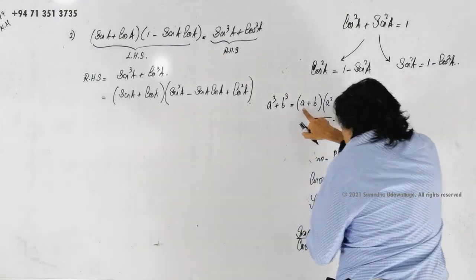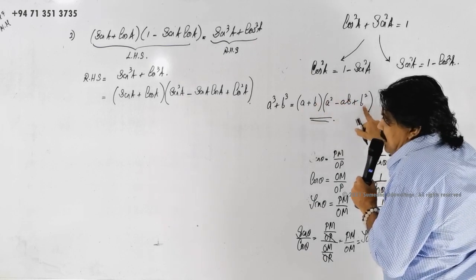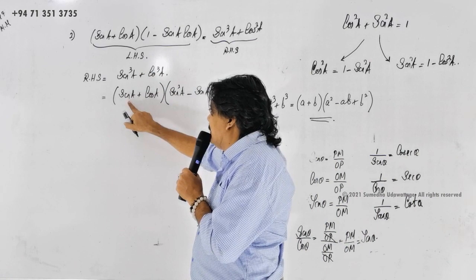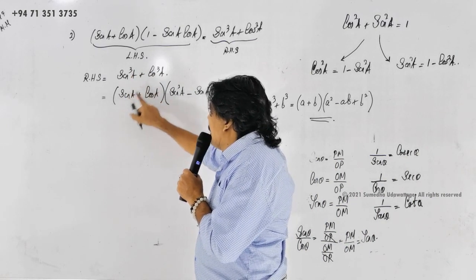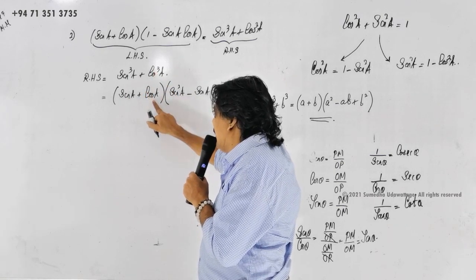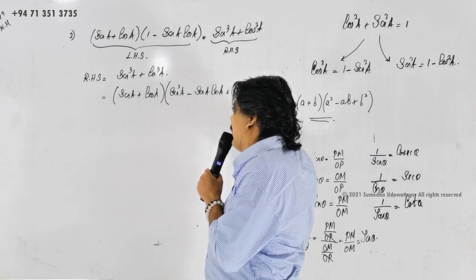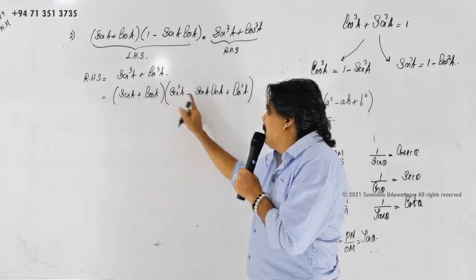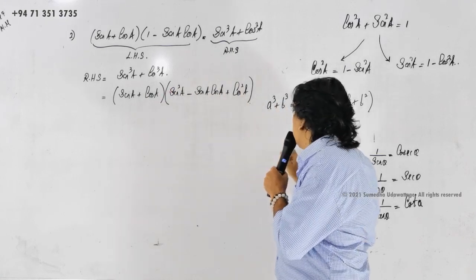Square the first value, multiply and change the sign, square the second value. Sin 3A, you took sin A, the third cube. Cos 3A, you took cos A, plus you took plus. You'll write the second factor observing the first factor. Square this, multiply, change the sign, square the second value.